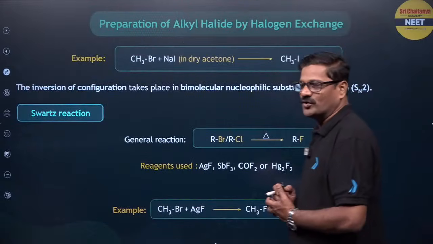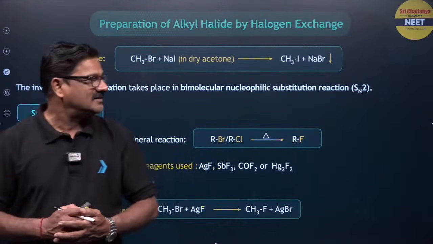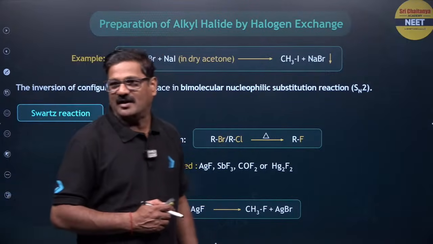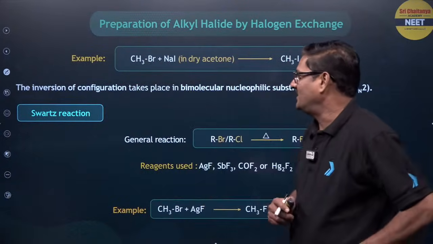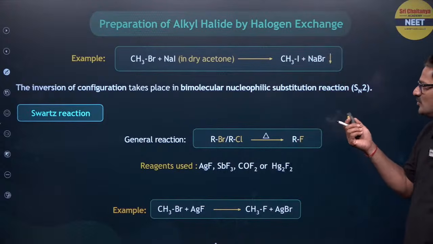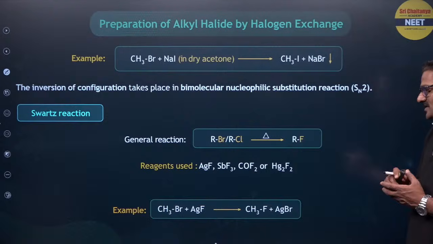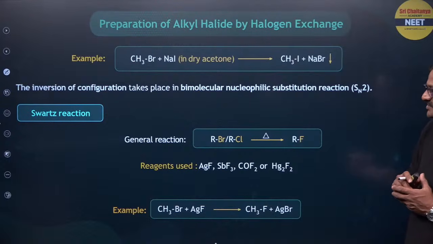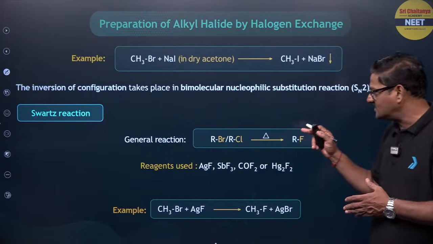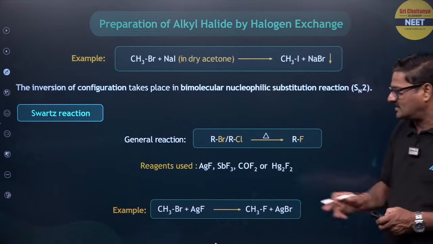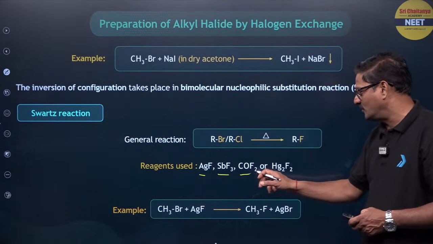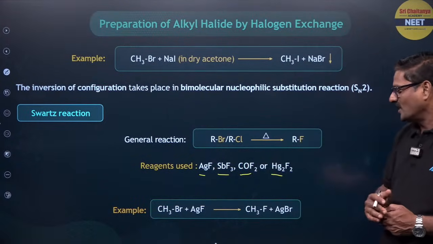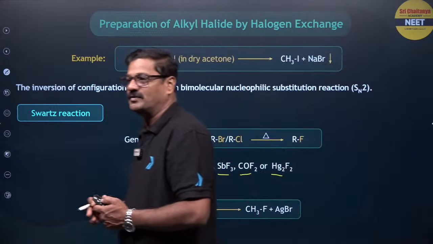Methyl bromide reacting with sodium iodide in dry acetone gives methyl iodide, and I am again putting an arrow down for NaBr, right? Inversion of configuration takes place by a bimolecular nucleophilic reaction, that is SN2. The general reaction is given. Now what is the Swarts reaction? RCl or RBr is heated with any fluorinating agent like AgF, SbF3, CoF2, Hg2F2, but I prefer AgF, to give the corresponding fluoride compounds.